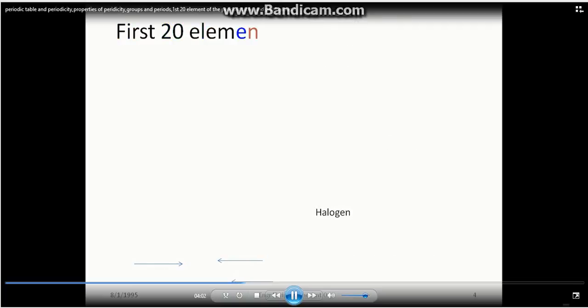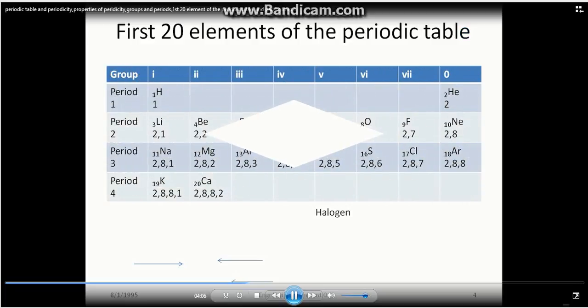First 20 elements of the periodic table. This lyrics will help you to remember how to arrange the first 20 elements on the periodic table. And it goes like this.